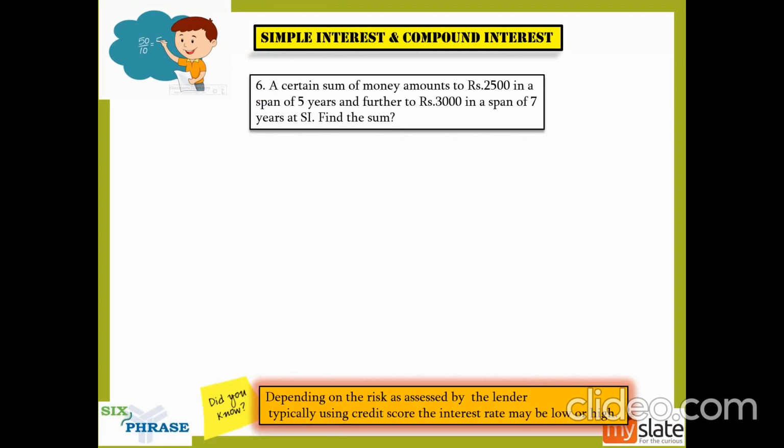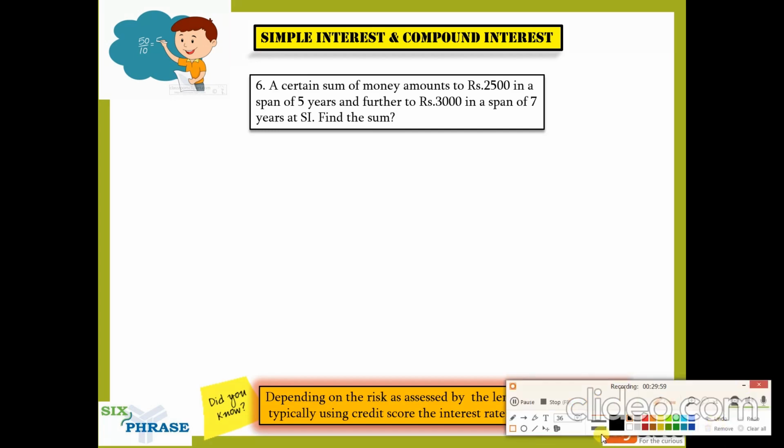A certain sum of money amounts to rupees 2500 in a span of 5 years, and further to rupees 3000 in a span of 7 years at simple interest. Find the sum. Again, simple interest, each year interest is the same. So let us see what is given.